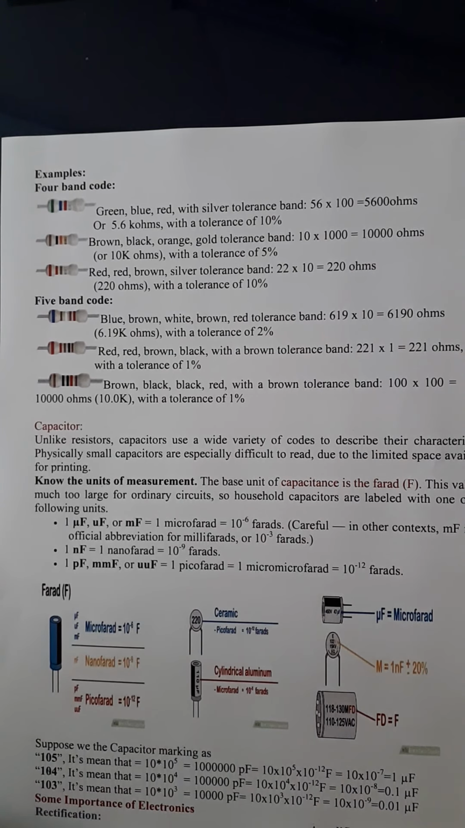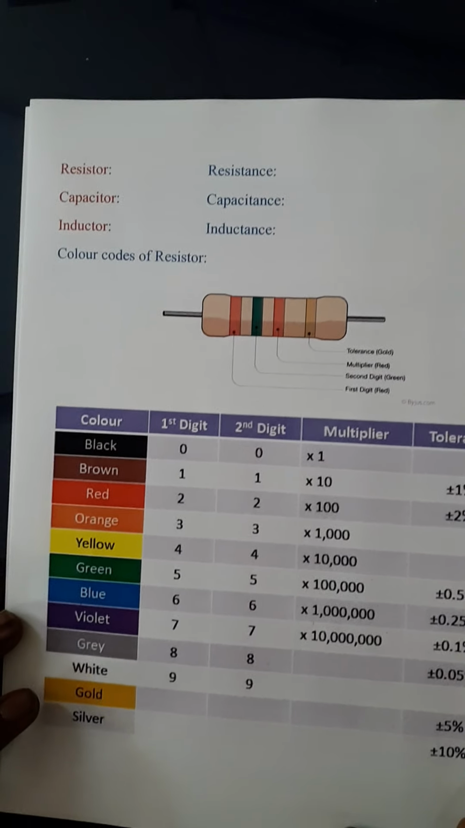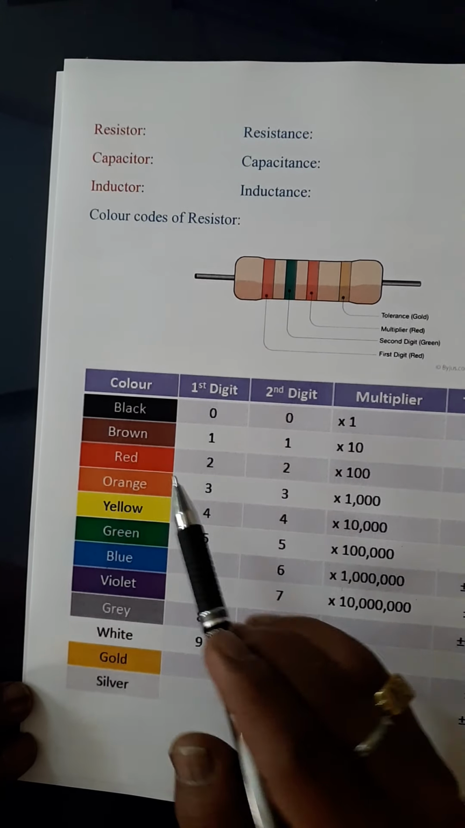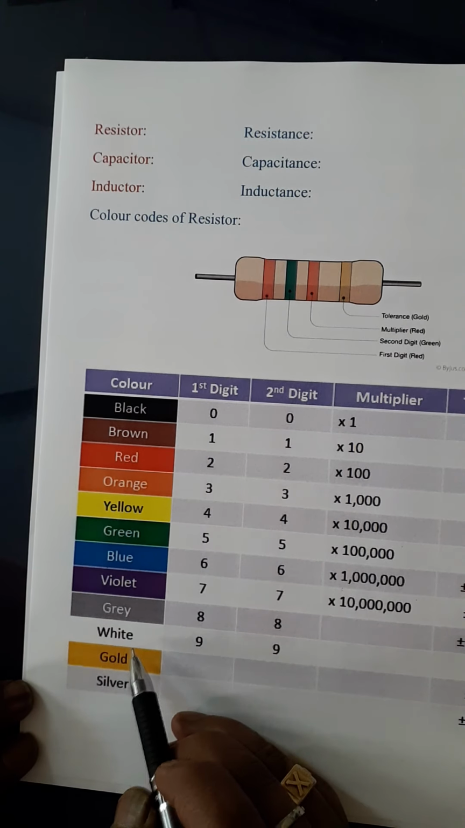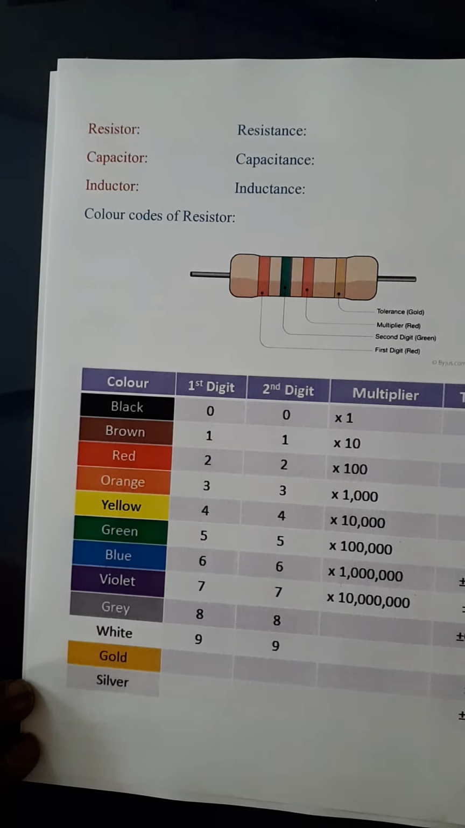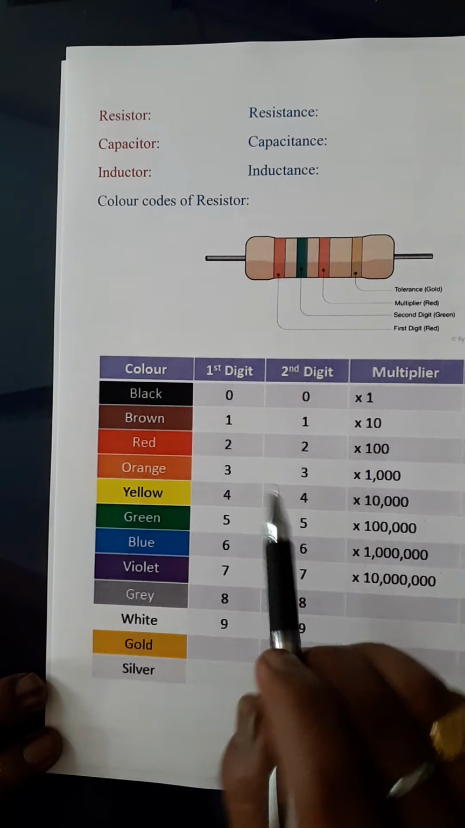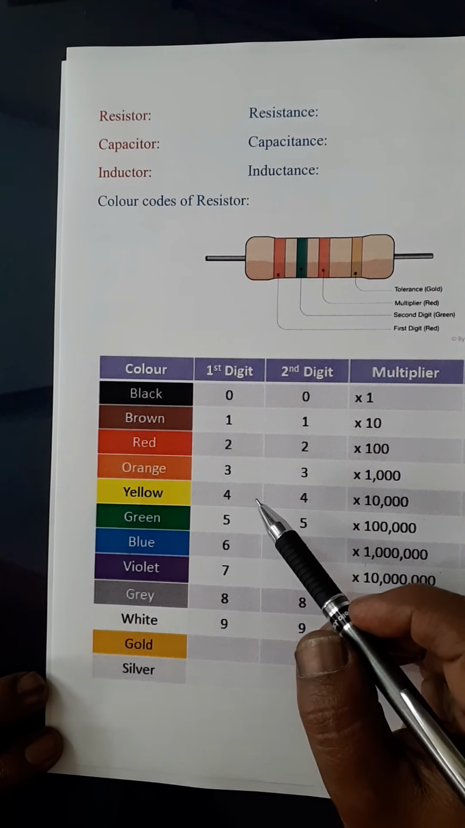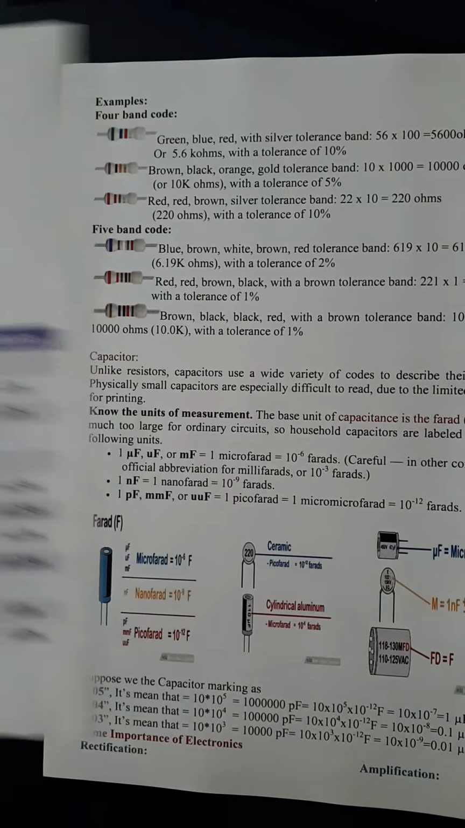Today we are going to discuss how to find the value of a resistor by using its color codes. As we know, these are the color codes for a resistor: black, brown, red, orange, yellow, green, blue, violet, gray, white, gold and silver. These are the colors, and these colors have their own specific values. So let us go one by one.